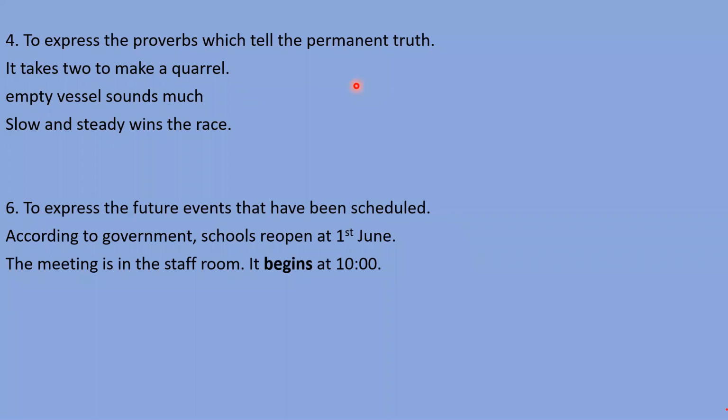The meeting is in the staff room. It begins at 10 o'clock, right? So that's a future action, but we have planned that action. That's why we need to use simple present tense. He will be here soon. His train arrives at 6:45, right? So for all these senses, we should use simple present tense, right?